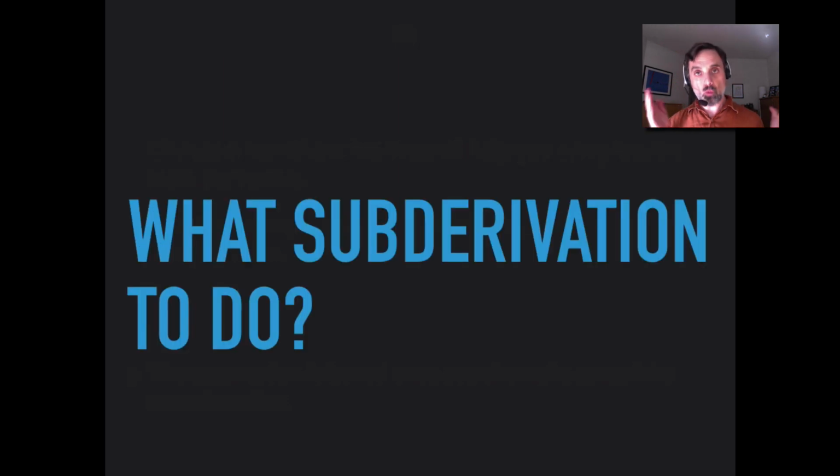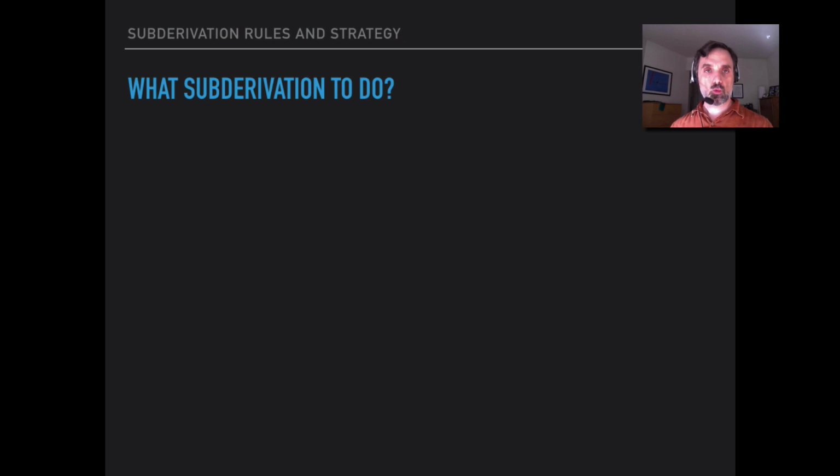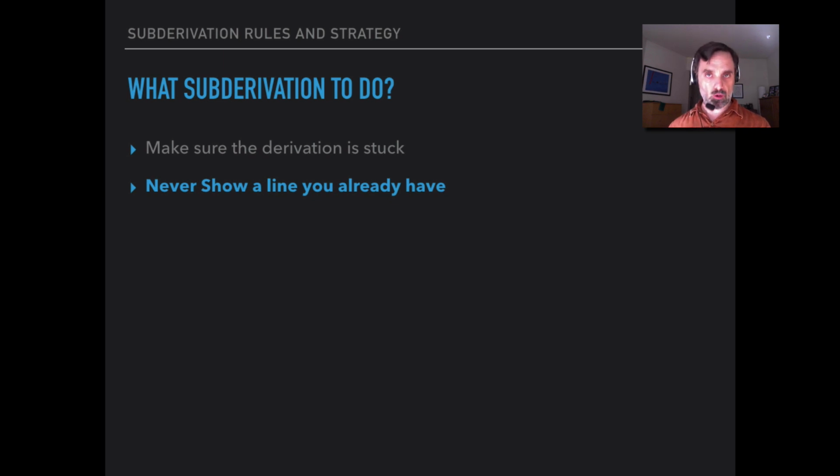So still, what subderivation should I do? Well, first of all, make sure the derivation really is stuck. And secondly, never show a line you already have. Never, ever, ever. Why? All that the subderivation will do is end up canceling that show line, and all it does is give you the line that you just canceled. If you already have that line, then doing a subderivation of that line again will get you nowhere. It doesn't help you. It's just adding excess confusing lines. So never show a line you already have. Instead, show a line that will help you complete the derivation.